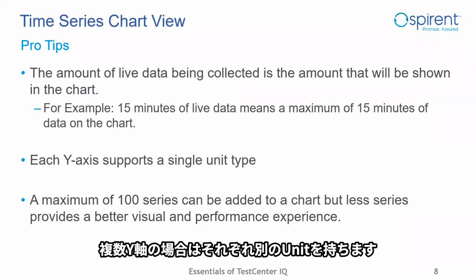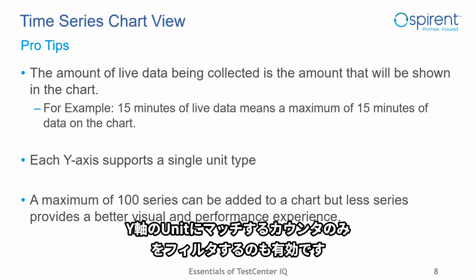Another important feature to remember is that each y-axis supports a single unit type. So for example, the left side y-axis might be frames per second, the right side is bytes. If you want to change that, then delete the series from that axis and start again. Counters that can be added to each axis are filtered in the edit dialog based on the current units for that axis.